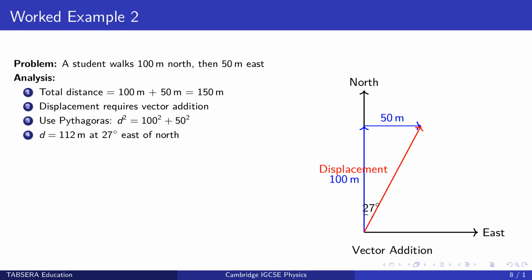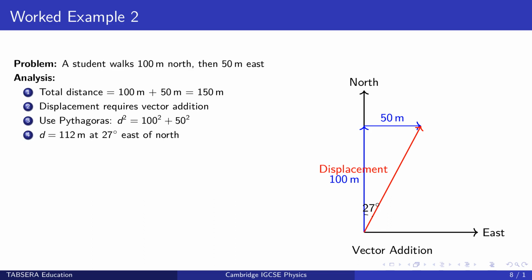Example 2 demonstrates the difference between distance and displacement. The problem states a student walks 100 meters north, then 50 meters east. We analyze this systematically. First, total distance uses scalar addition. 100 meters plus 50 meters equals 150 meters. Distance is the total path length.